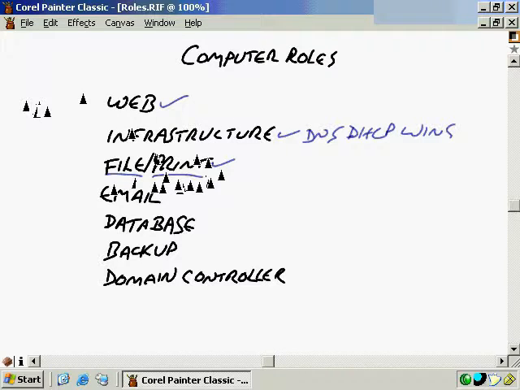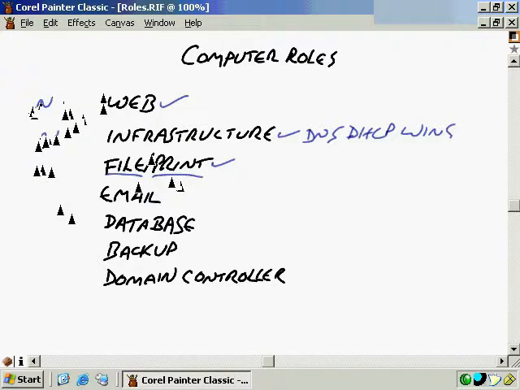So again, with our web servers, we're going to have a big emphasis on network connectivity, as well as with our infrastructure servers. We still need that with our file and print servers, but we're also going to add disk utilization to that. We need to really have a lot of disk space or a lot of fast disk space, or both, with the file and print server.